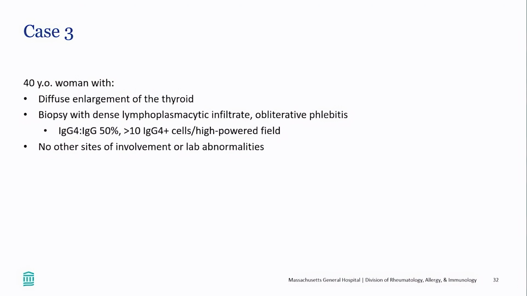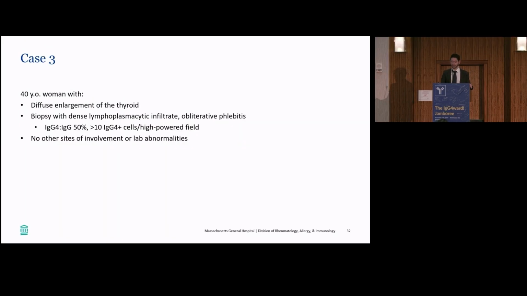I think everyone in the room could agree on that. There are no other sites of involvement, no lab abnormalities, normal serum IgG4. So let's apply the classification criteria to this patient. She has inflammation in a typical organ. The thyroid is considered to be a typical organ in IgG4-related disease, and the biopsy is quite consistent.